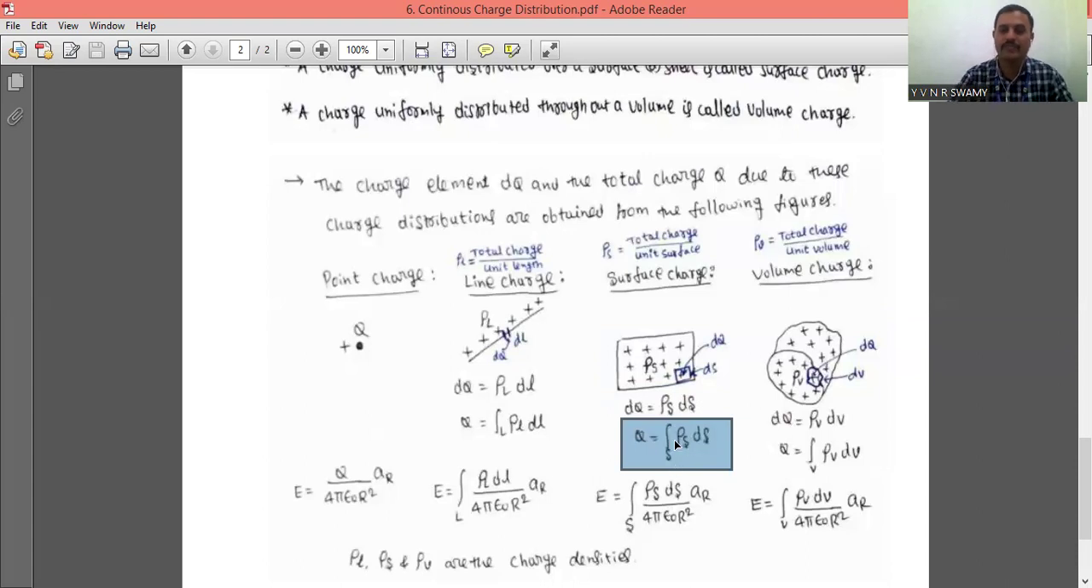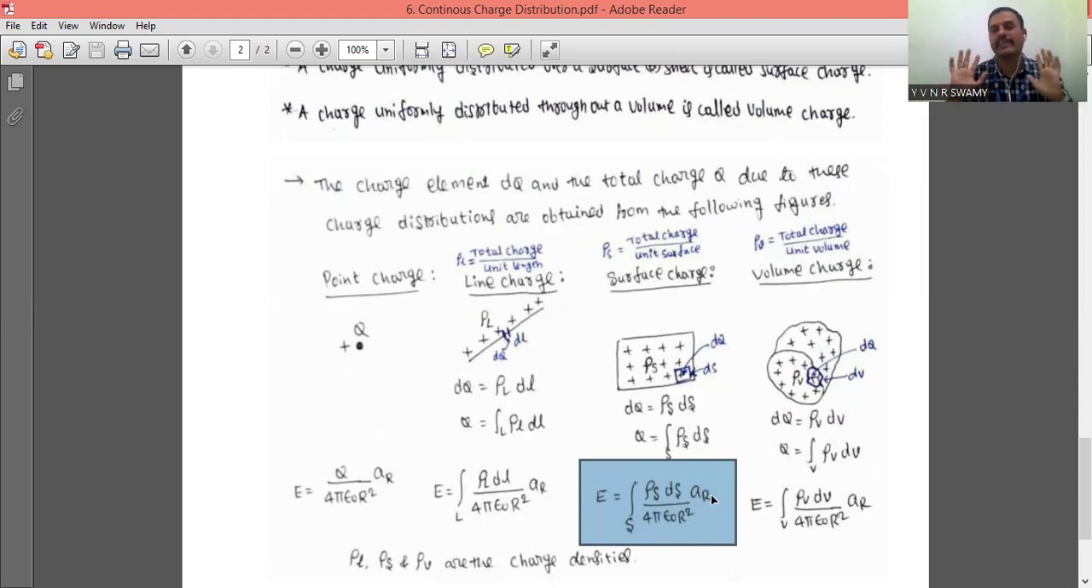But we know the electric field intensity due to point charge is Q by 4 pi epsilon naught r square along AR direction. Now just replace that Q with this surface integral of rho S ds. Then the electric field intensity due to surface charge or sheet is E equal to surface integral of rho S ds by 4 pi epsilon naught r square along AR direction, where AR is a unit vector. That is the surface charge.